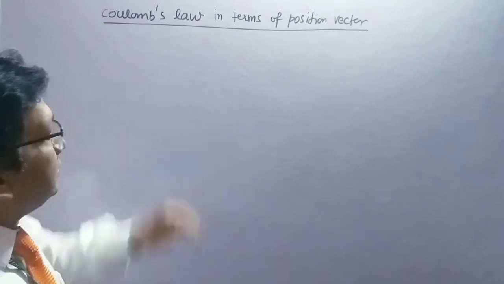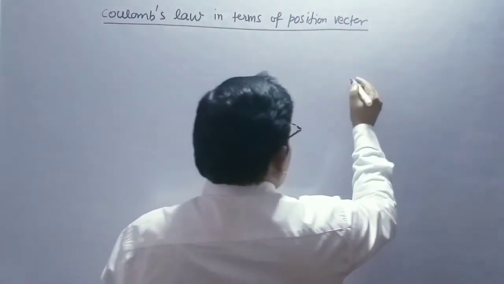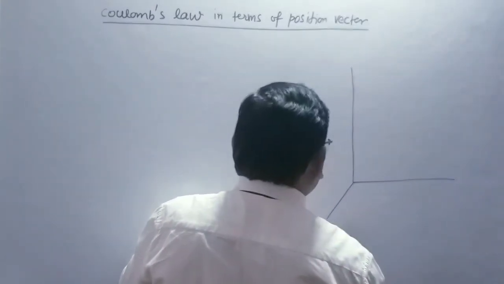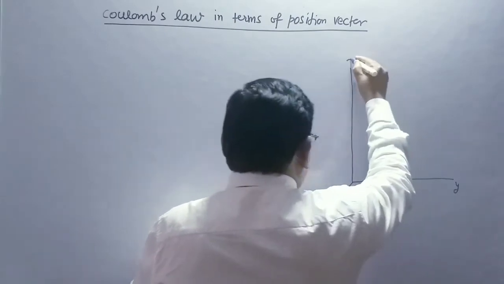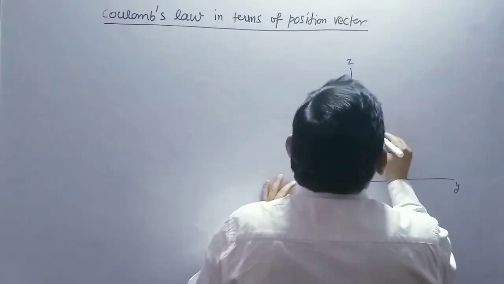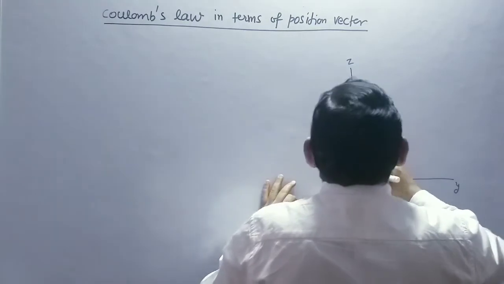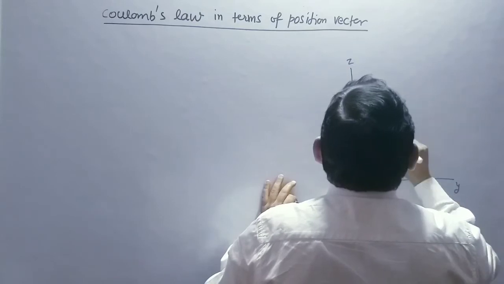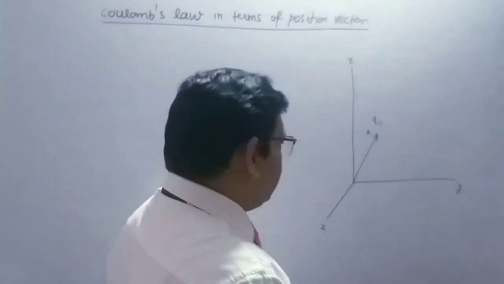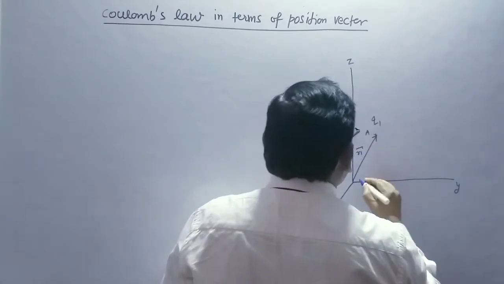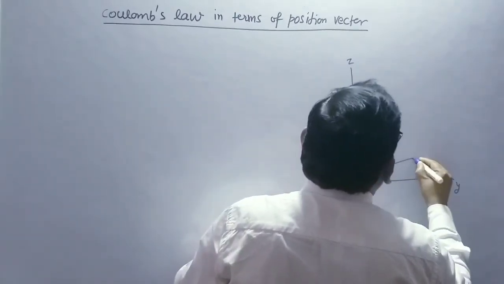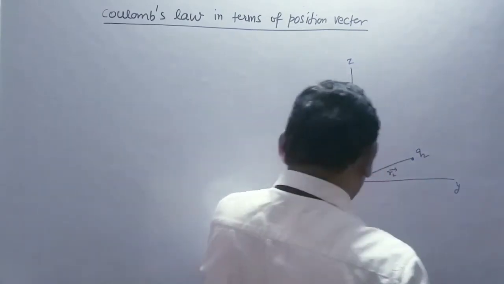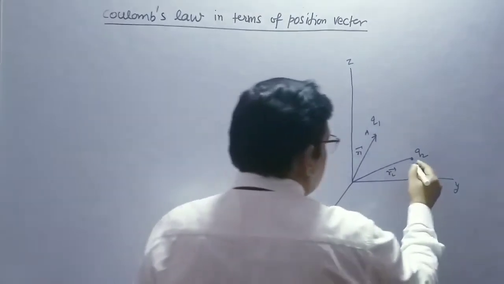Now Coulomb's law in terms of position vectors. So take coordinate axes x, y, z. Now take a charge q1 at A, and the position vector of charge q1 is r1. Take another charge q2 whose position vector is r2. The charge is at B.